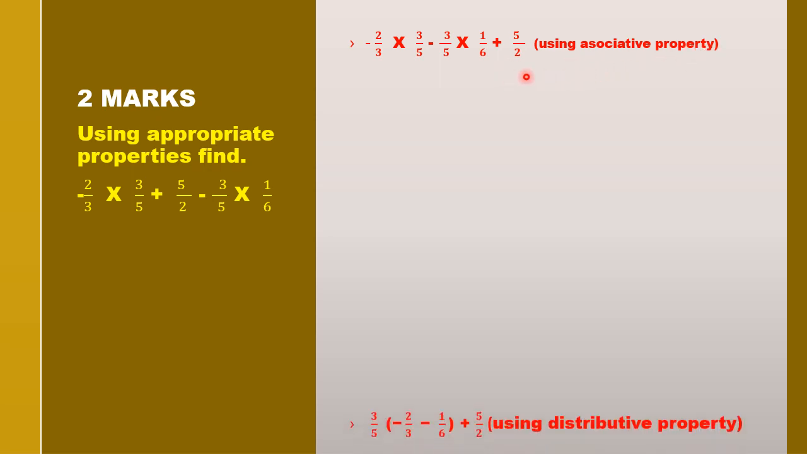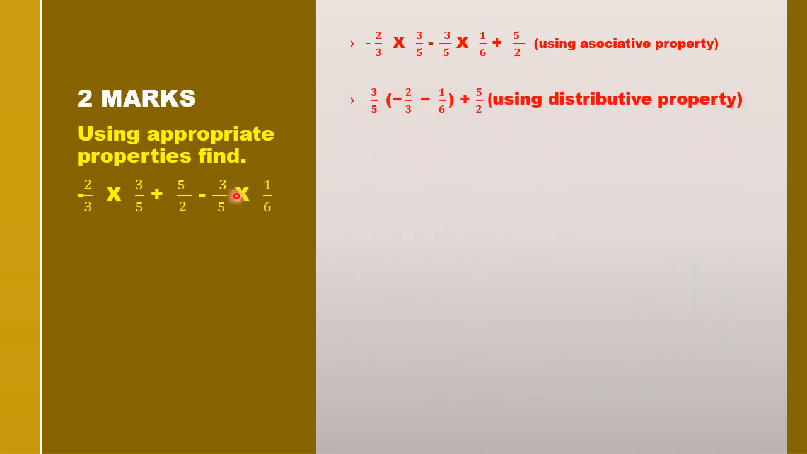You can see 5 by 2 shifted in the last, minus 3 by 5 along with 1 by 6 is shifted in the front. Now, here you can see 3 by 5 is common. It's repetitive, so it is taken common. That is called using distributive property, means taking 3 by 5 common.